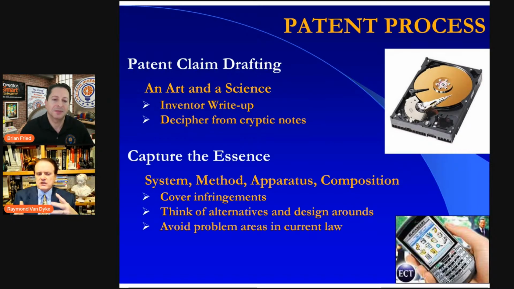Okay. So it's generally going to be a system, a method, an apparatus, a composition, like in chemistry or whatever. I need to cover infringements. I need to cover the various types of ways that the invention can be infringed, so to speak. Alternatives, possible design arounds, so I can head them off at the pass. Also, avoid problems in common law. Like I said, over the last few years, there's been an attack on the patent system with abstraction and things like that. So we got to try to avoid this wherever possible.